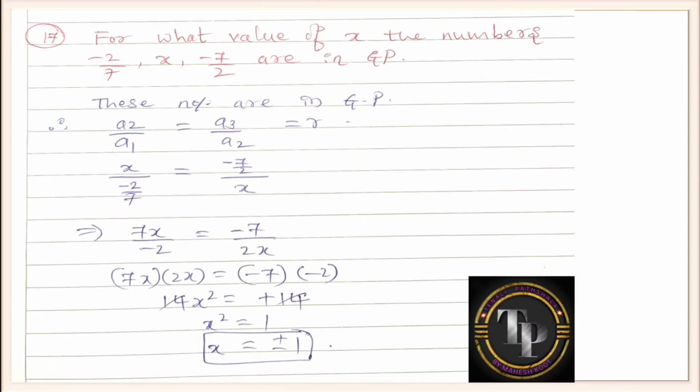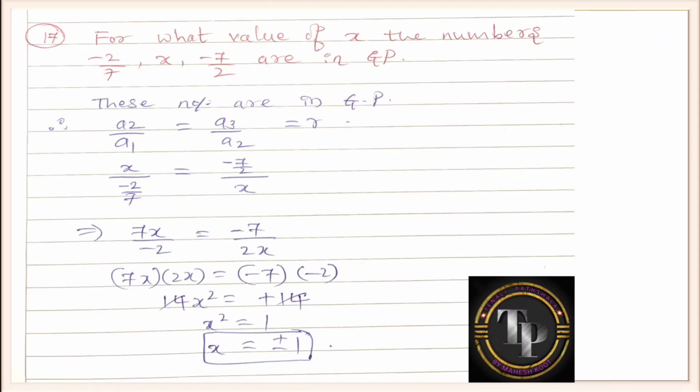For what value of x are the numbers minus 2 by 7, x, minus 7 by 2 in GP? These numbers are in GP, so A2 by A1 is equal to A3 by A2. When these numbers are in GP, A2 by A1 is equal to A3 by A2, that is nothing but the common ratio. Put the values: A2 is x, A1 is minus 2 by 7, A3 is minus 7 by 2, and A2 is x.